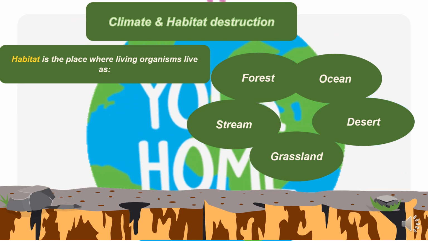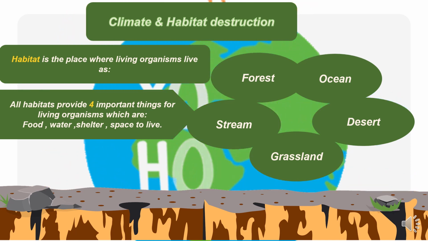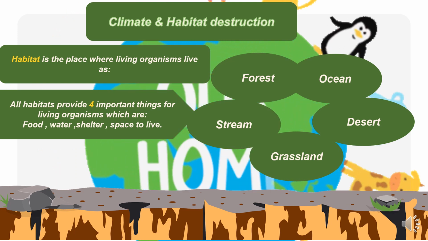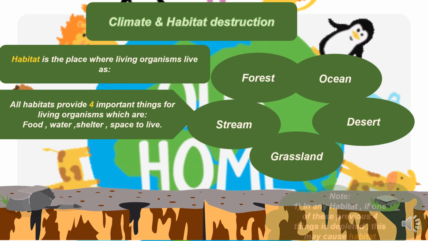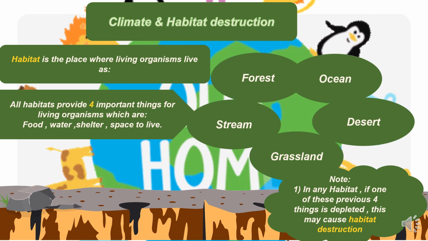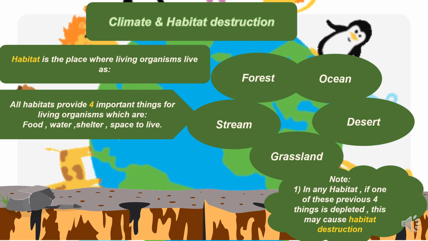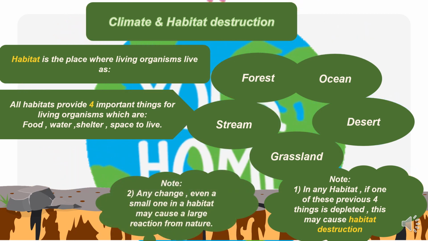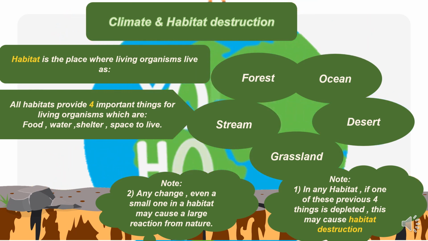All of these are considered habitats. So, again, a habitat is the place which provides, number one, food, water, shelter, and space for living organisms to live. Any area which provides these four things for living organisms, I can call a habitat. And also, primary 6, in any habitat, if one of these four factors is depleted or finished, it may suddenly cause habitat destruction. Also, any change, even a small one, can cause a large reaction in the habitat.